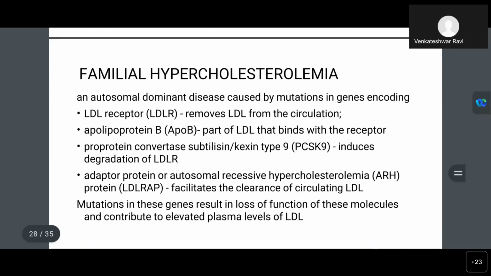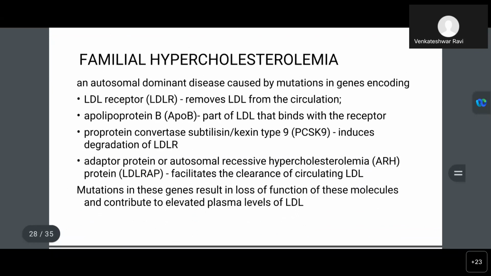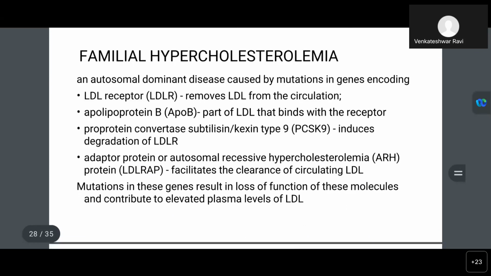A short note on familial hypercholesterolemia. Familial hypercholesterolemia is an autosomal dominant disease caused by mutation of genes encoding either the LDL receptor, ApoB protein, PCSK9 gene, or an adapter protein, which precedes the clearance of circulating LDL. Mutations in these genes result in loss of function of these molecules and contribute to elevated levels of LDL.